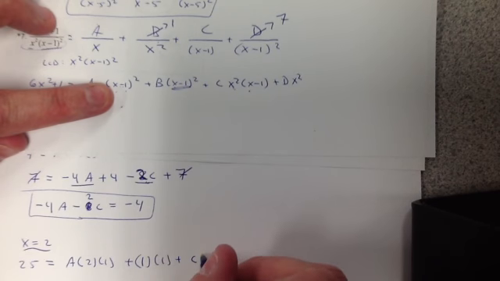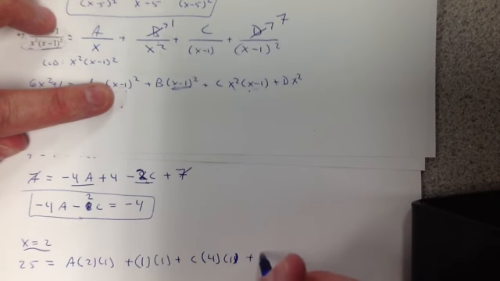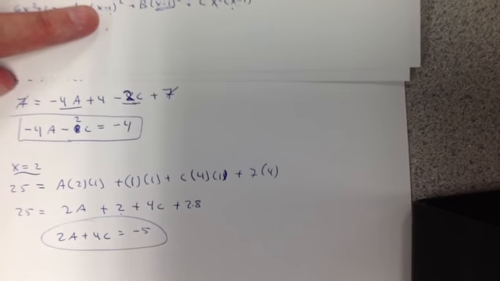C, we're looking for C. We plug in 2, we get 4 times 1, right? 4 times 1, that's 2 minus 1. Plus D, which we know is 7, and 2 squared is 4. So we get 25 equals 2A plus 2 plus 4C plus 28. And let's see what we got here. 2A plus 4C, this becomes 30 equal to negative 5. Negative 5 right there, okay?